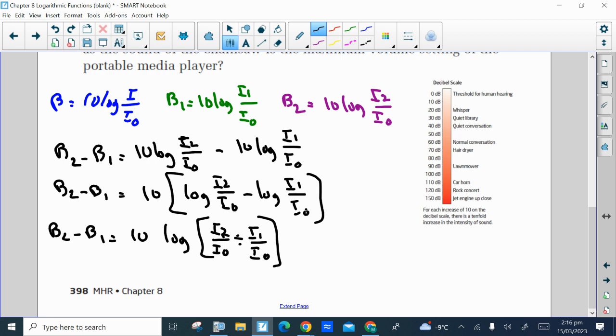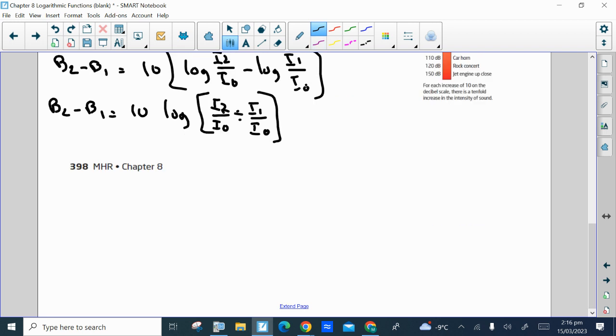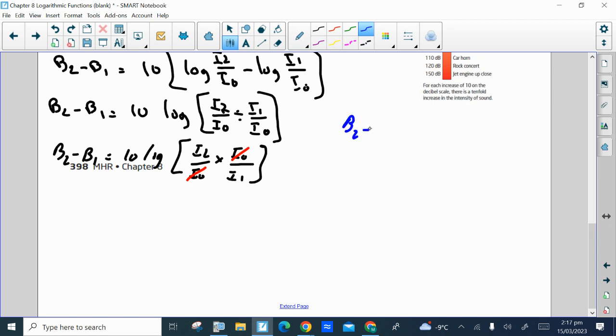And so in the square brackets, you're dividing one rational expression by another. We know that to divide by a rational, you multiply by the reciprocal. This will be 10 log of I sub 2 over I sub 0 times the reciprocal, which will be I sub 0 over I sub 1. And now the I sub 0s will cancel. So we are left with B sub 2 minus B sub 1 equaling 10 log I sub 2 over I sub 1.